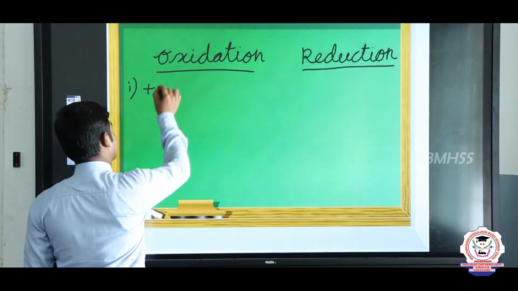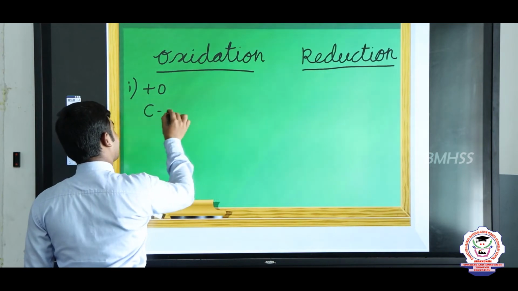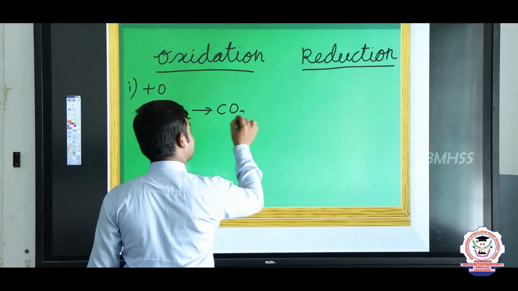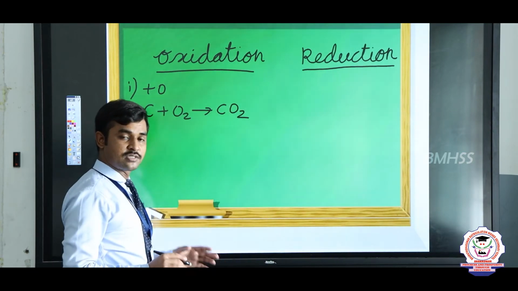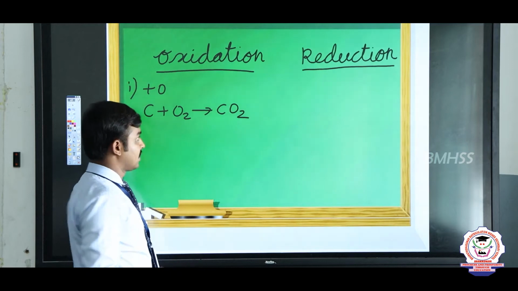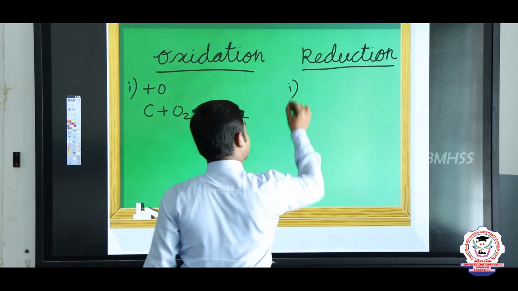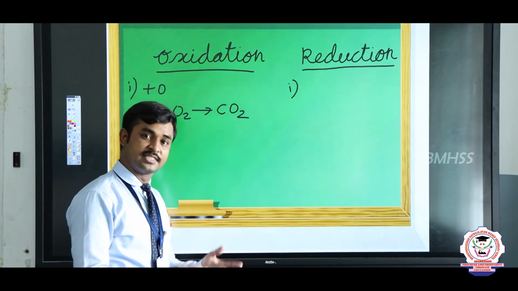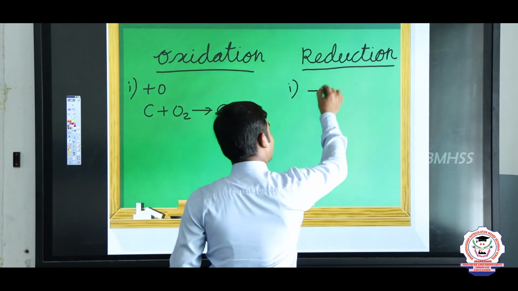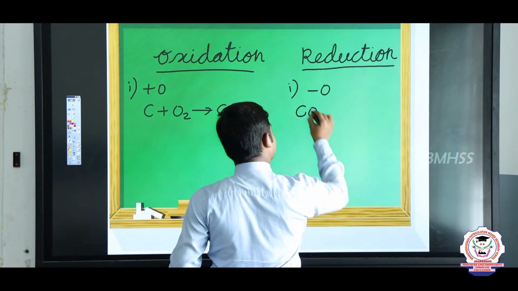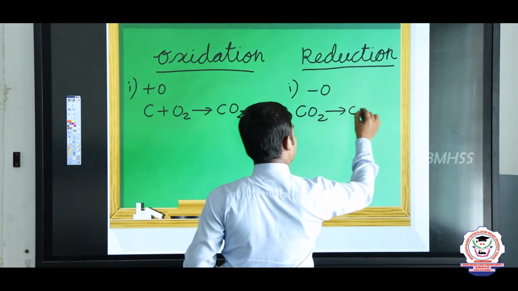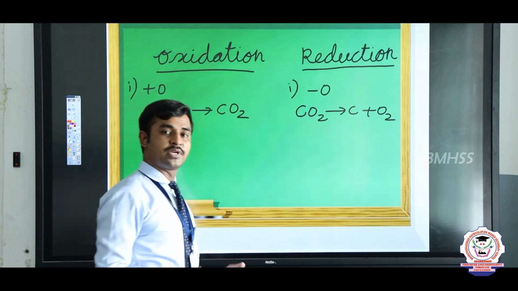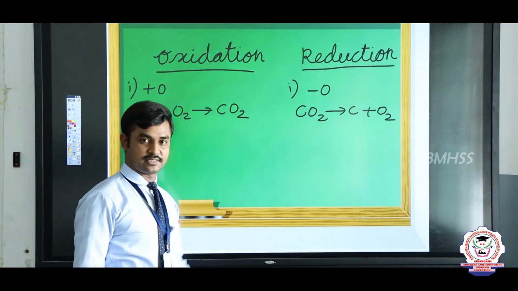So, addition of oxygen. For example, carbon reacts with oxygen to form carbon dioxide. It is an oxidation reaction because carbon is adding oxygen, and reduction is said to be the opposite. The removal of oxygen is reduction. So, removal of oxygen, when carbon dioxide gets reduced into carbon and oxygen. So, carbon dioxide is reduced into carbon by removal of oxygen, which is a reduction reaction.